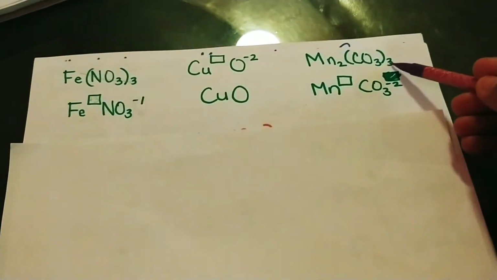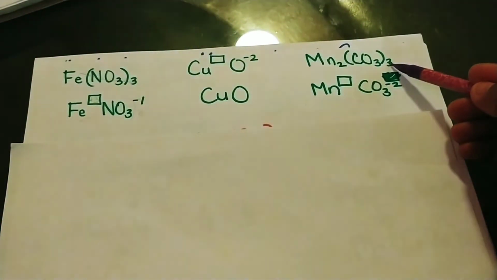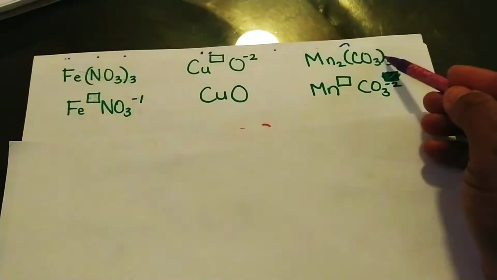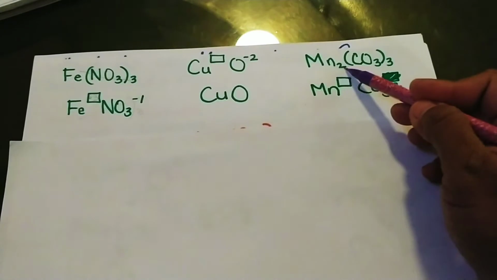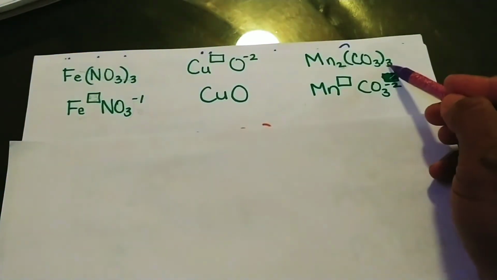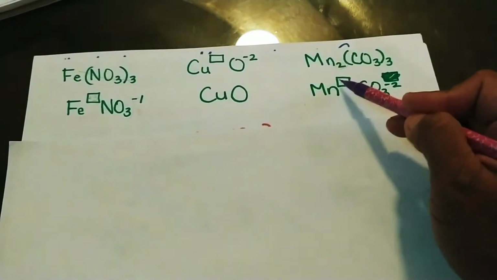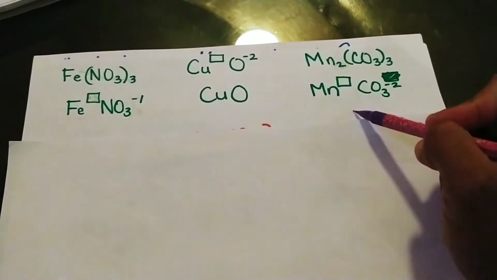Okay, with this one, you could have just crisscrossed them as well. If we would have looked at carbonate, it's a negative 2. That 2 was crossed here. That's why this compound has that 2. That means that 3 had to have come from the manganese. So in this case, we use manganese, Roman numeral 3, carbonate.